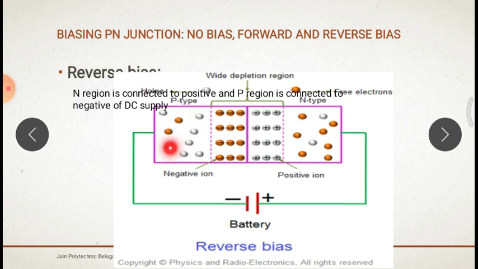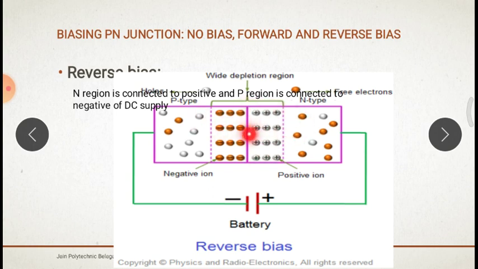Similar way here, what are the minority charge carriers, electrons are there, will try to move across the junction. Very less current will start to flow in the reverse bias condition. As a result, the width of the depletion region starts to increase because all the majority carriers will be repelled. They are not going towards the junction, they are repelled by the battery. Only very less amount of holes, and here less amount of electrons will be trying to cross this junction.